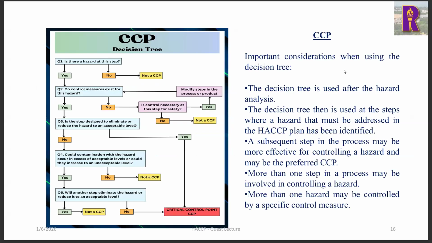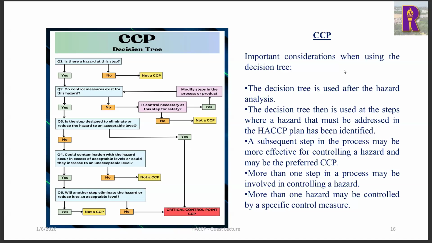For example, if there is a hazard, we can look into the decision tree. If there is any hazard and it is yes, then we go to the next process, that is how to measure the hazard. If it is no, there is no requirement for the next step or the CCP step. So we can be chill and just leave that hazard. We need not consider it as a hazard.